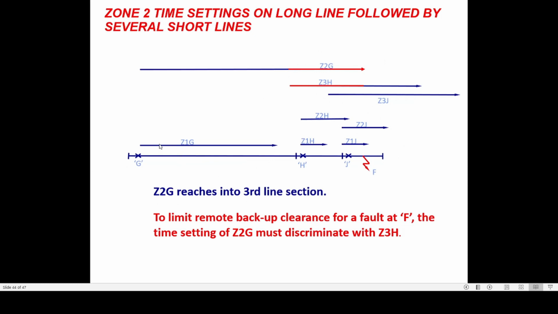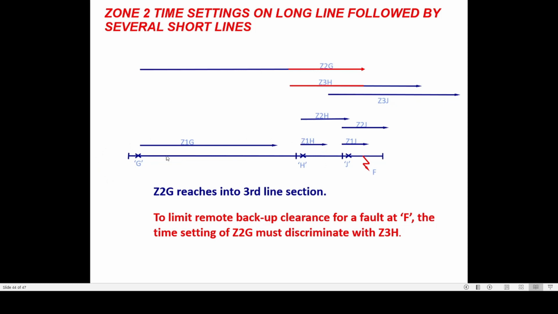So what generally is done, if there is any situation in which a long line is followed by several short lines, is that zone 2 of the longer line, that is zone 2 at substation G, will be the principal line plus 50% of the adjacent short lines only. Now if this is substation G, its zone 2 will be 300, if we are assuming this line as 300, plus 50% of this line HJ. Suppose this line is 30 kilometers, so 50% is 15.